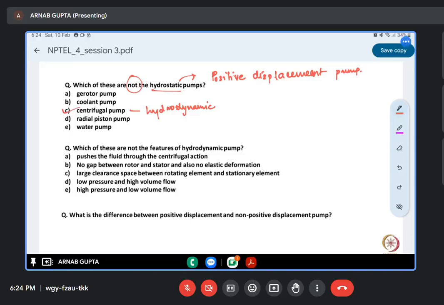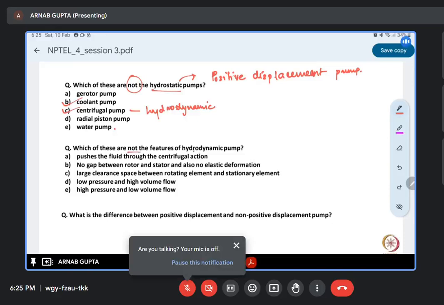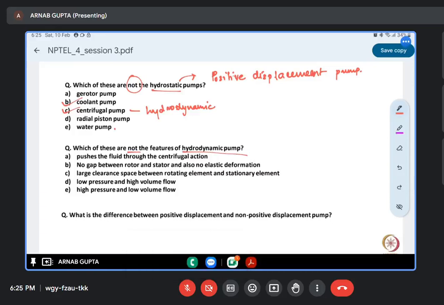Centrifugal pump is generally a hydrodynamic type of pump and not a positive displacement pump. Coolant pumps also, we may use. So these two are correct answers. Some water pumps are hydrostatic pumps, so we can't say that these are not hydrostatic pumps. Which of the following are not the features of hydrodynamic pump? As I already said, hydrodynamic pump is a non-positive displacement type pump. So which of these are not the features of hydrodynamic pump?